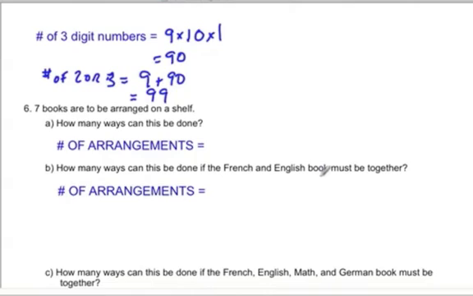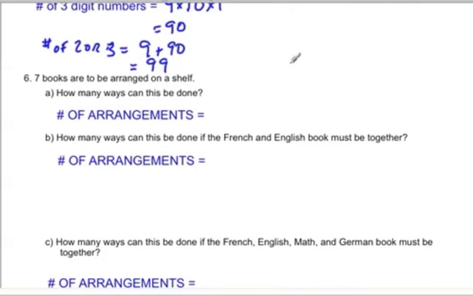Now, number 6, there's 7 books to be arranged on a shelf. How many ways can this be done? Well, this will be the permutation of 7 choose 7, which is equal to 7 factorial, which is equal to 5,040.